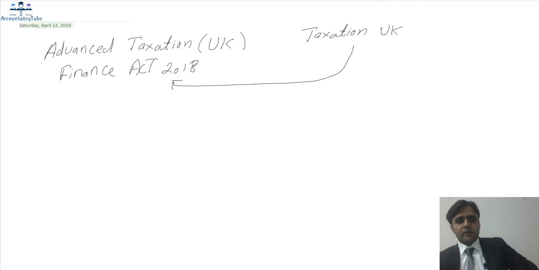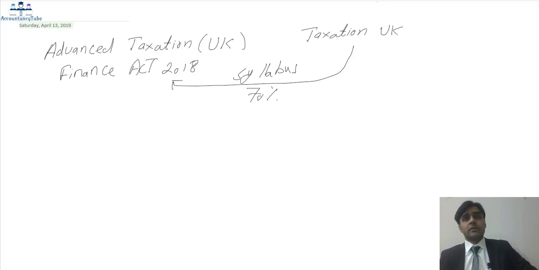Now, if you have studied the taxation paper, syllabus wise, the syllabus of taxation is almost 70% the same as in advanced taxation. So what I mean to say is 70% of the taxation paper is within the advanced taxation. Now 30% more will be different, so there will be some advanced taxation techniques and advanced level material as well, but 70% of the syllabus is exactly the same.